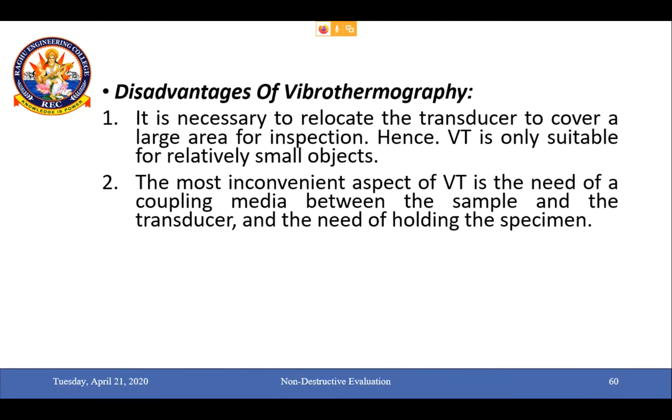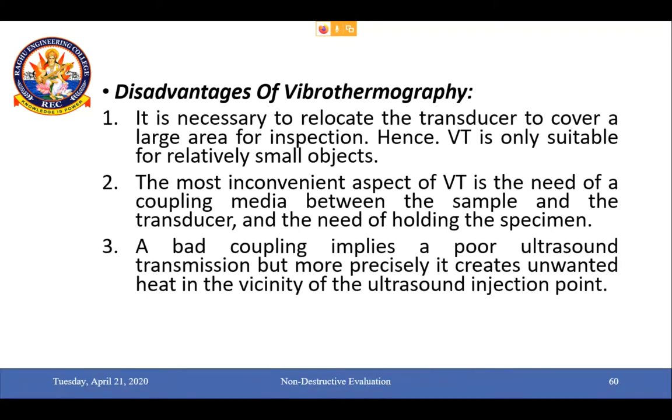The most inconvenient aspect of VT is the need of a coupling media between the sample and the transducer. Because we are using ultrasonic, obviously a coupling media is required. A bad coupling implies a poor ultrasound transmission, but more precisely, it creates unwanted heat in the vicinity of the ultrasound injection unit, in the ultrasound injection point.